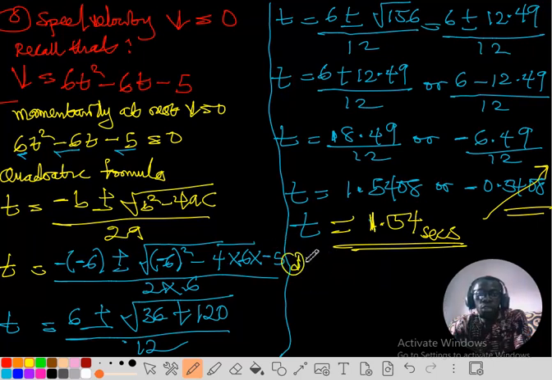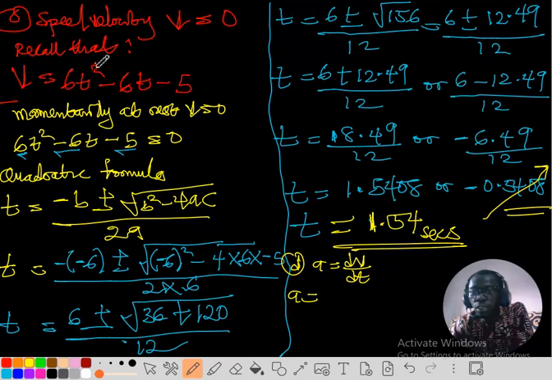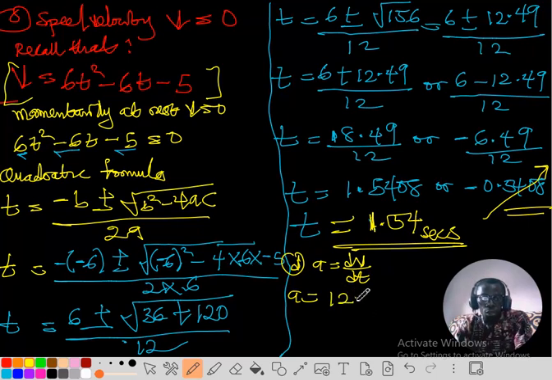And the next aspect is the last question: acceleration at t equals 5. How do I get acceleration? Just bring your velocity here. Remember that acceleration is dv divided by dt, differentiating velocity with respect to time. So a, if you differentiate what we have here, is going to be 6 times 2, which gives 12t, because 2 minus 1 gives 1, minus, when you differentiate 6t it will give you 6, then 5 is a constant, so it's good to go.